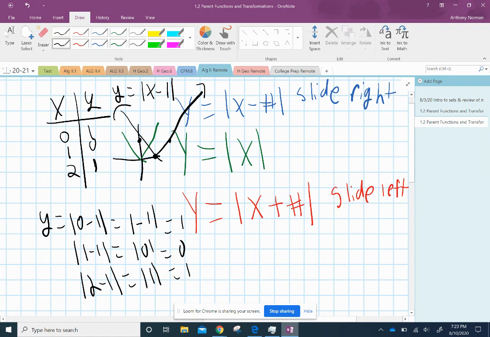It's counterintuitive, but that's the rule. You're going to need to know this. To slide to the right, you're going to subtract on the inside. To slide to the left, you're going to add on the inside.